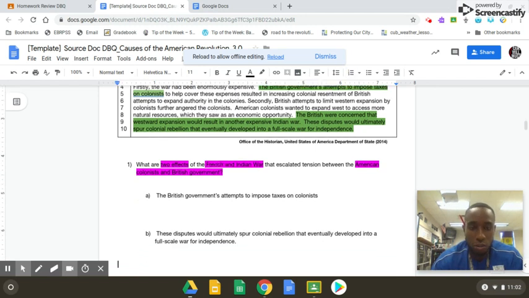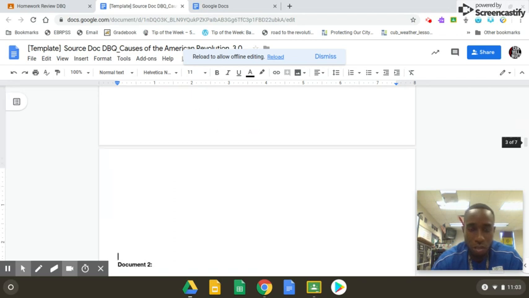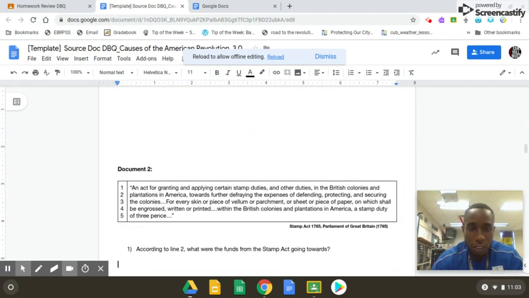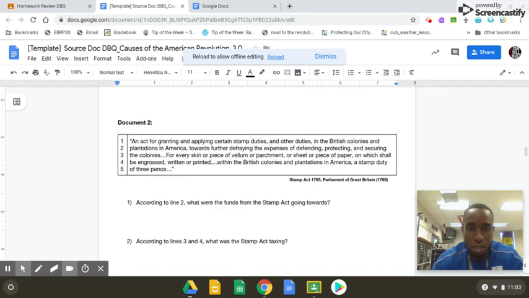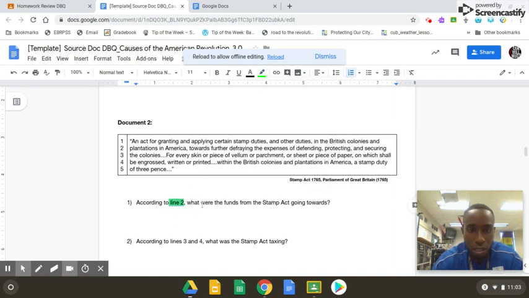So let's move to the next source. Document two. Before I get there, I'm going to read my question and highlight the keywords. According to line two, what were the funds from the Stamp Act going towards? So according to line two, I'm going to highlight line two in green. Next key thing, that's telling me where I need to go in the source.